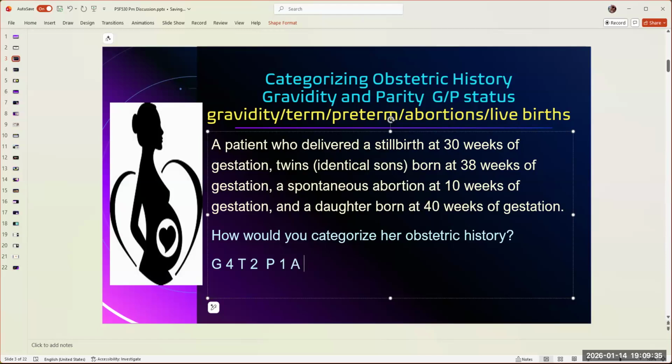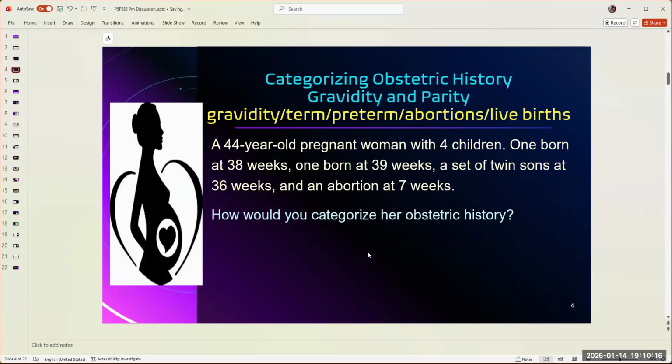So then how many living children does she have? 3. So we have the stillbirth doesn't count. So we have 2 at 38 weeks and then the 40-week daughter. So she has 3 children. And that's how we do that. The stillbirth is still a delivery, even though the baby wasn't alive and it was during the preterm period. So we're going to count it as a pregnancy delivery, but it's not going to be counted in the living births or living children or live births. Let's do another one.